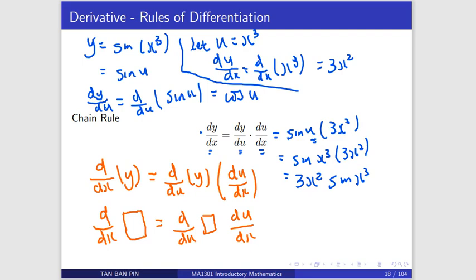And let me go back to amend my answer here. This one is cosine u. Let me amend my answer here. So differentiating sine u is cosine u. So dy/du is cosine u. So this one should be cosine u.